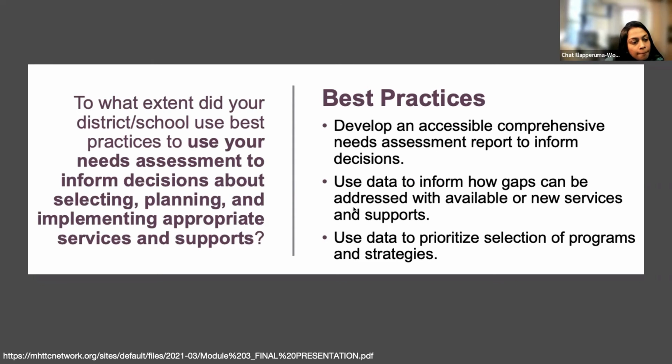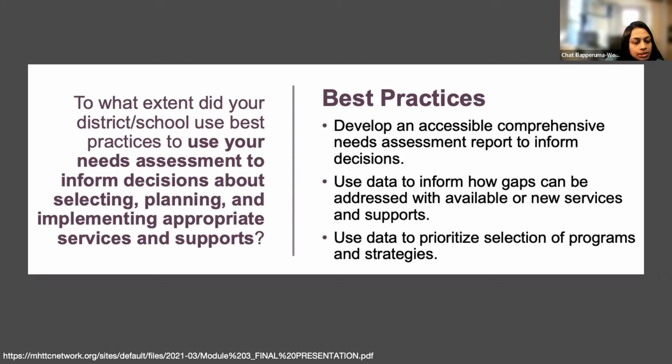So another best practice includes use data to inform how gaps can be addressed with available or new resources and supports. Like I mentioned before, it doesn't always have to be about what we don't have. It can also be about what do we have and how do we rearrange or restructure these to benefit more students or to improve what we have. So there are so many angles that you can really assess your existing resources and reorganize them.